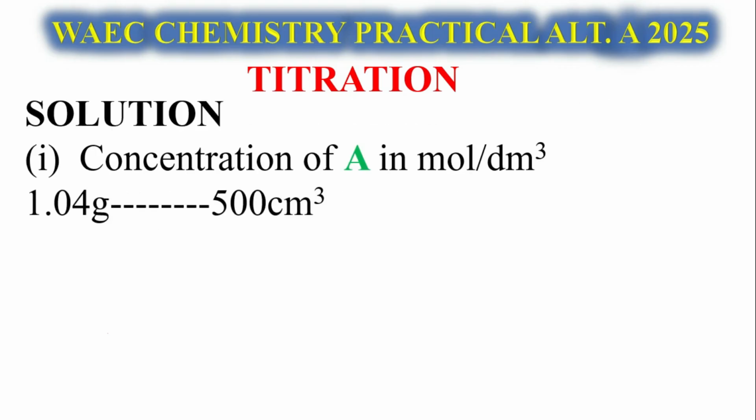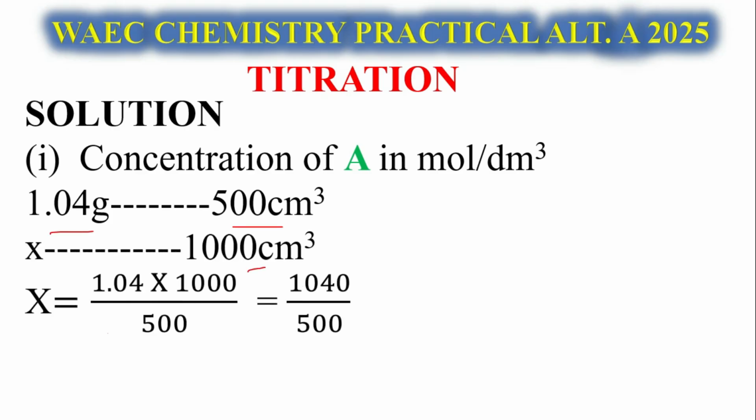Wow. Now, number one, you all know how to calculate a concentration in mole per dm³. But this time around, there's a little twist, because always you were given the value in gram per dm³, but now we are given it in 500 cm³. So you are expected to convert 1.04 gram in 500 cm³ to what? To 1000 cm³, which is the standard. So when you do that, you are going to have 2.08 gram per dm³ of A.